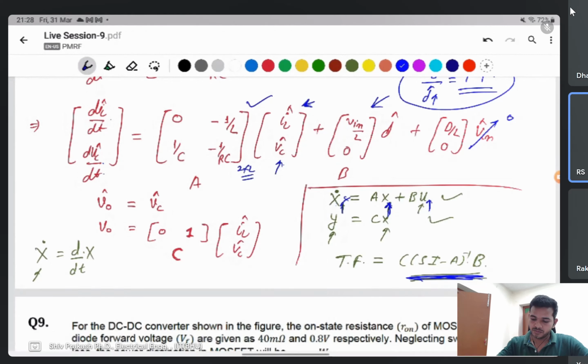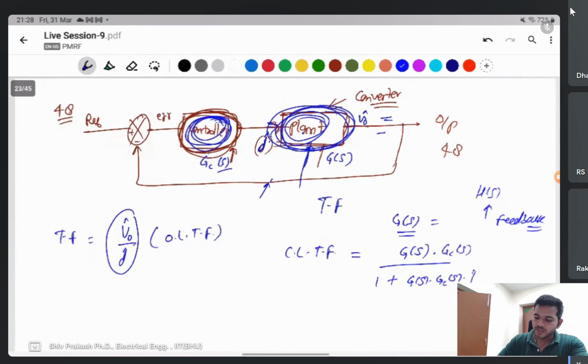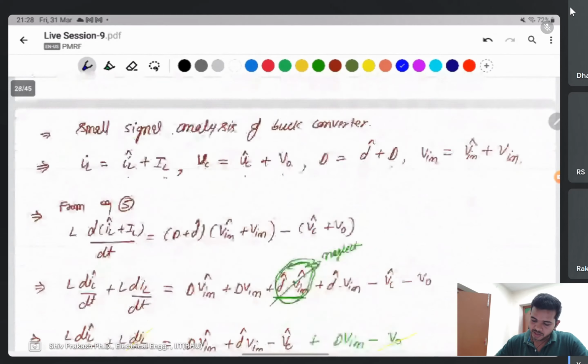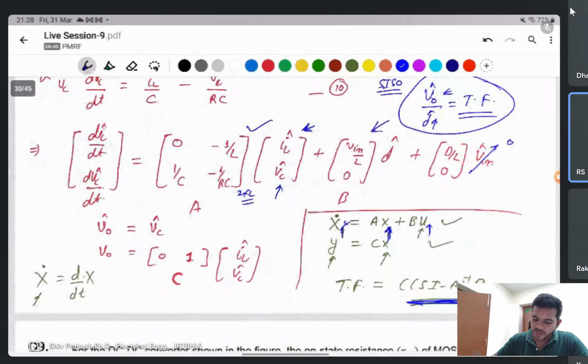If you design a controller in that time, you sense continuously the output voltage and input inductor current. But if you want to generate it one time, because L and C will be constant, look here. What is the variable value here? What is the variable value?